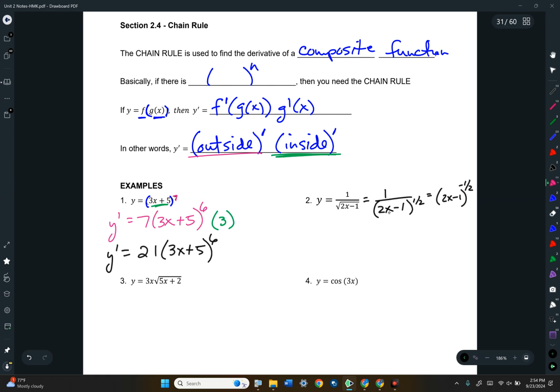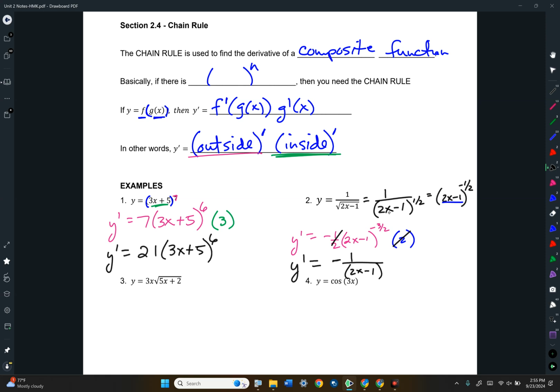So to work this one out, I'm going to say the derivative equals, so the outside is the negative 1/2 part, so bring down the negative 1/2, keep the base, which is the entire parenthesis 2x minus 1, decrease by 1, and it's negative 3/2. Okay, now do the derivative of the inside. The derivative of 2x minus 1 is just 2. If I'm going to clean this up, do you see that that 2 is going to cancel with that 1/2? So I'm just going to have a negative, and then because of my negative exponent, I'm going to move all that down. So it's going to be negative 1 over 2x minus 1 to the 3/2.